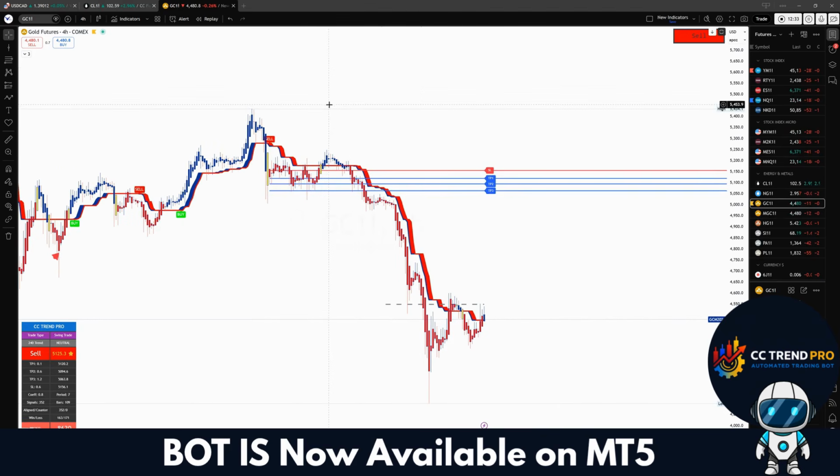Here on gold, with the 4-hour time frame, overall trend is still bearish. Okay? Still telling us to sell. We haven't broke above the moving averages yet. Let's take a look at the 1 hour.